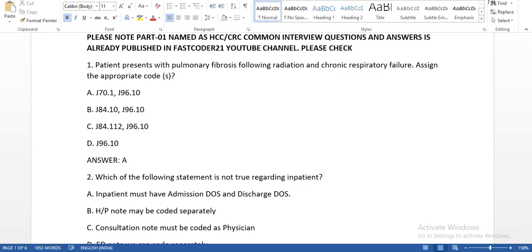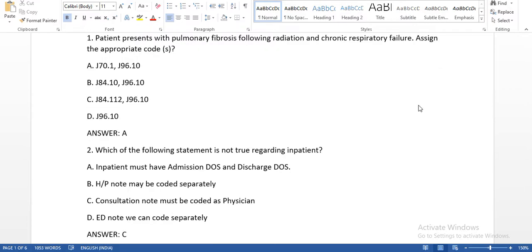Here we have the first question. Patient presents with pulmonary fibrosis following radiation and chronic respiratory failure. Assign the appropriate codes. So basically it is testing how you code pulmonary fibrosis following radiation and chronic respiratory failure. As these are two conditions, we need to assign two codes. Before that, we need to check the meaning of pulmonary fibrosis and chronic respiratory failure.